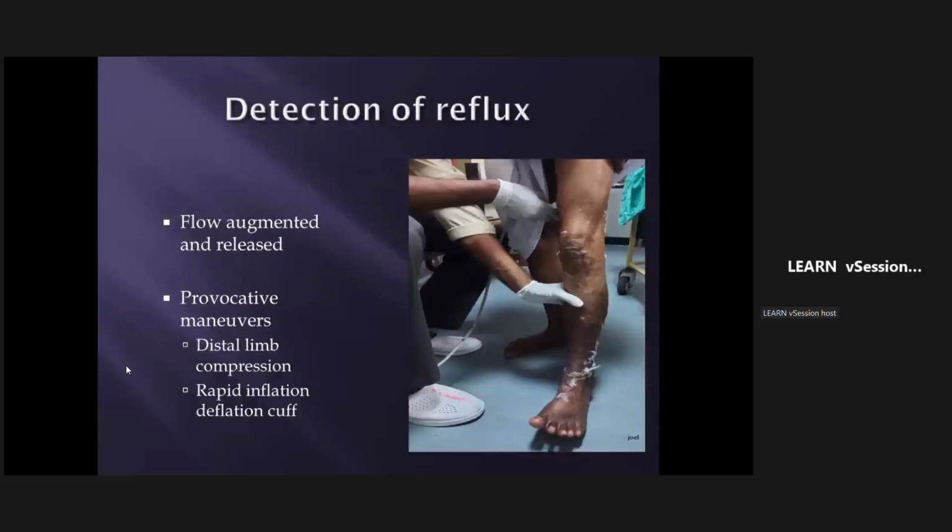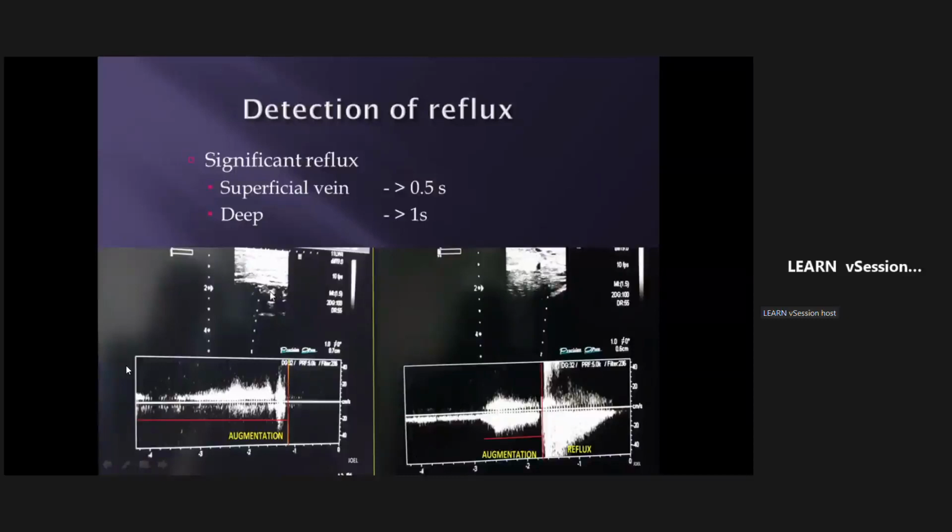We keep the Doppler over the vein and squeeze the cuff. When you squeeze the cuff, the flow within the saphenous vein is enhanced. And when you release the cuff, if there was a reflux, it will flow in the other direction. Then we demonstrate reflux. Now look at this. You keep the Doppler over the vein, so the Doppler gate is here. You can't see it, but the Doppler gate must be over the vein. And when you squeeze the cuff, you get an increased flow in the vein. That means augmented flow.